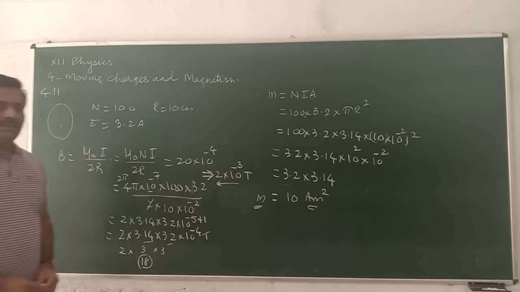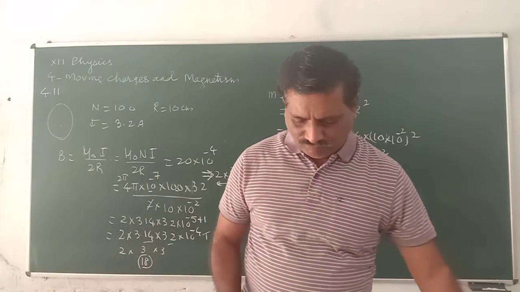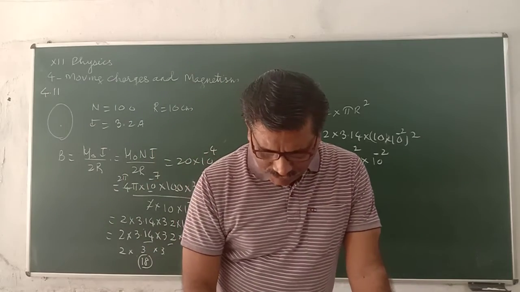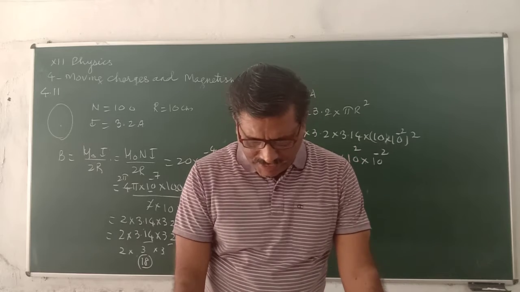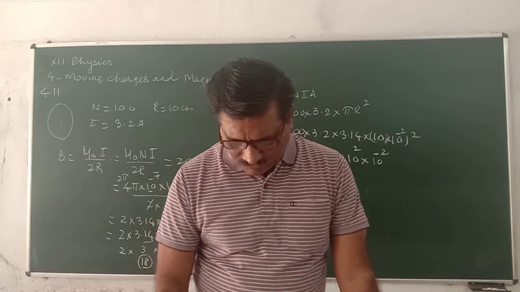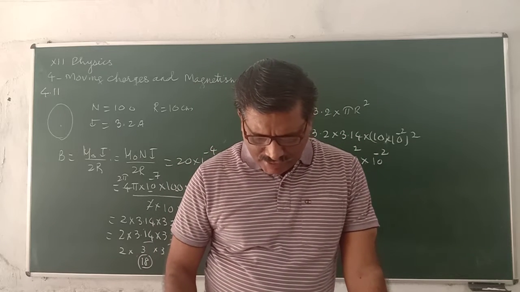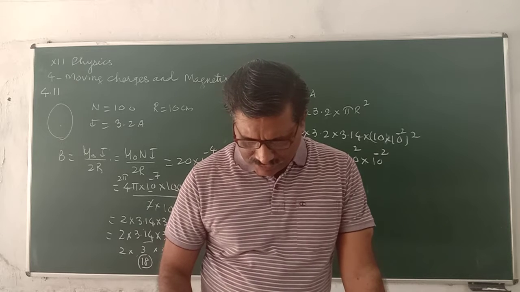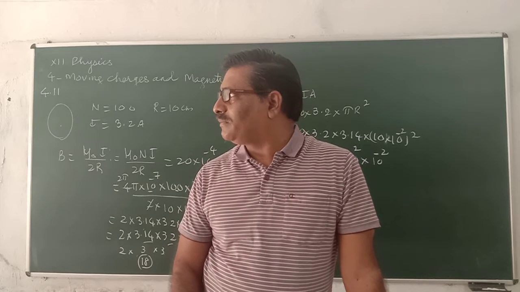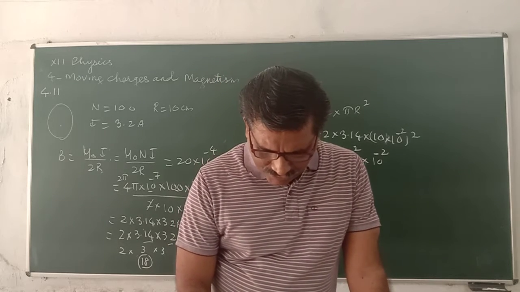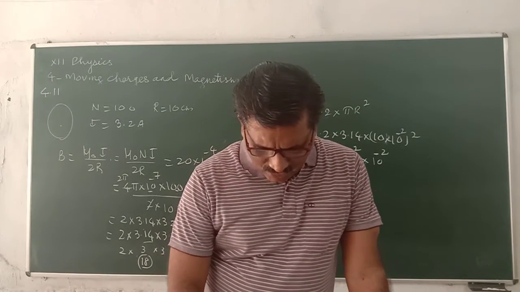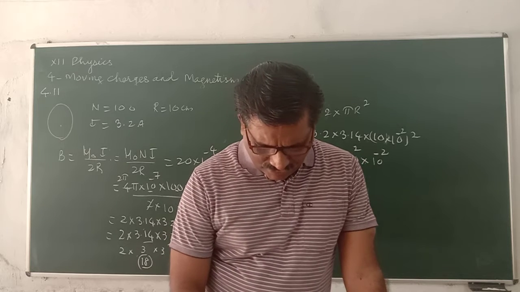Now the third part. What is the third part of the problem? I read the third part of the problem. The coil is placed in a vertical plane and is free to rotate about a horizontal axis which coincides with its diameter. A uniform magnetic field of 2 Tesla in the horizontal direction exists such that initially the axis of the coil is in the direction of the field. The coil rotates through an angle of 90 degree under the influence of the magnetic field.